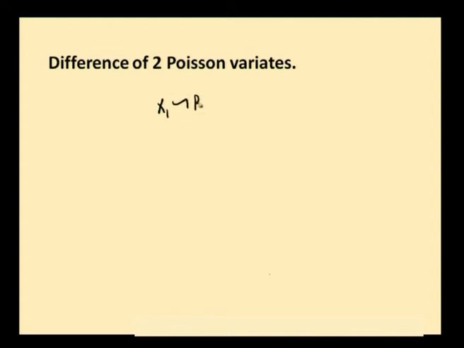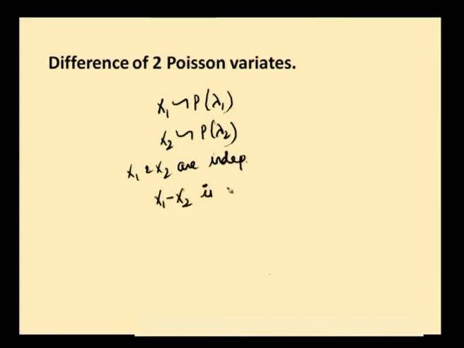When you discuss the additive property of Poisson distribution, the difference of two Poisson random variables is not a Poisson random variable. That is, if x1 is a Poisson random variable and x2 is a Poisson random variable, then x1 minus x2 is not a Poisson random variable. This we shall see. If x1 is a Poisson random variable with parameter lambda 1, x2 is a Poisson random variable with parameter lambda 2, and x1, x2 are independent as you can take, okay. Then x1 minus x2 is not Poisson. Okay. We shall see how it is.